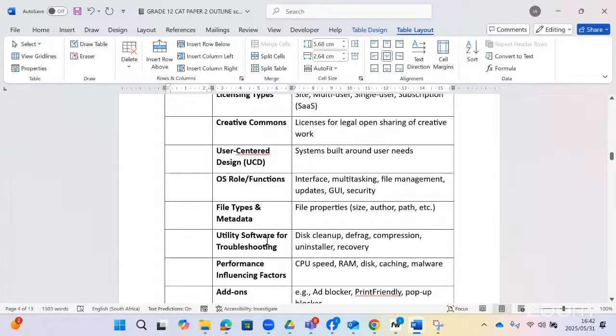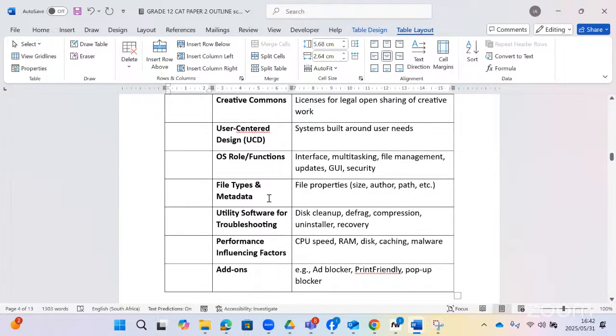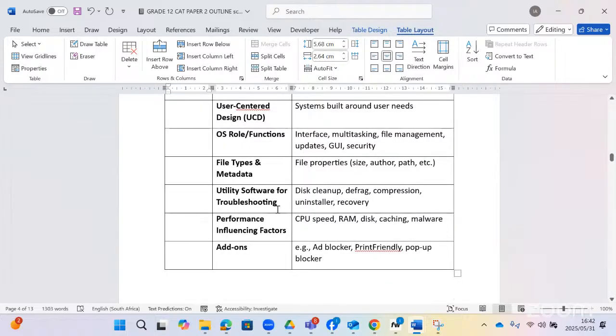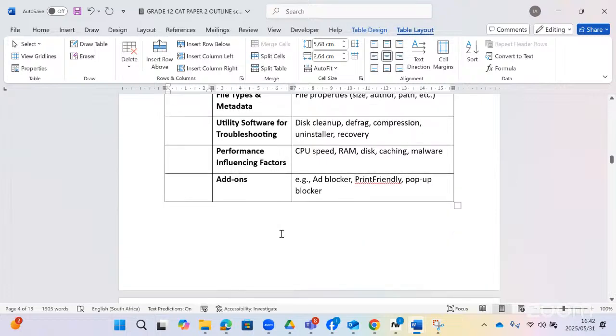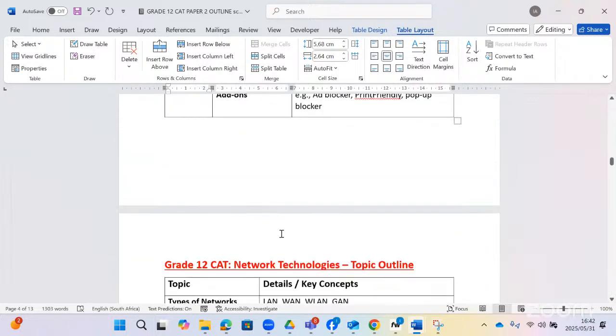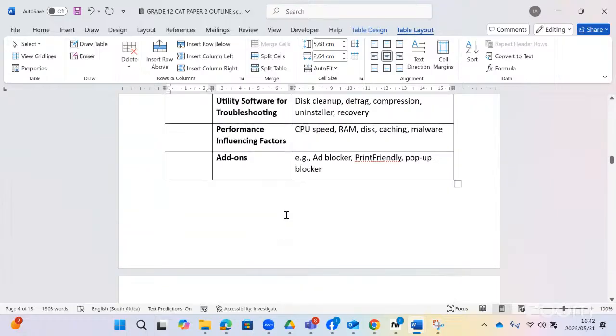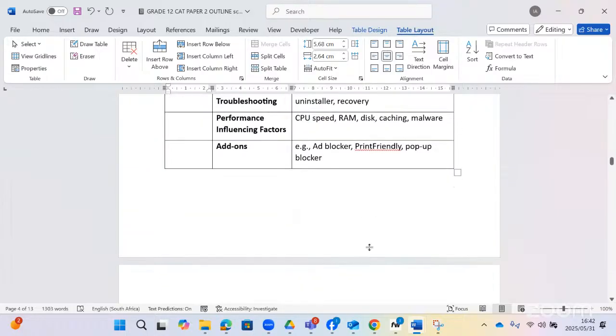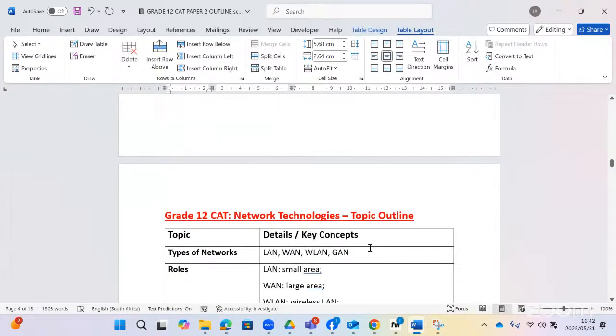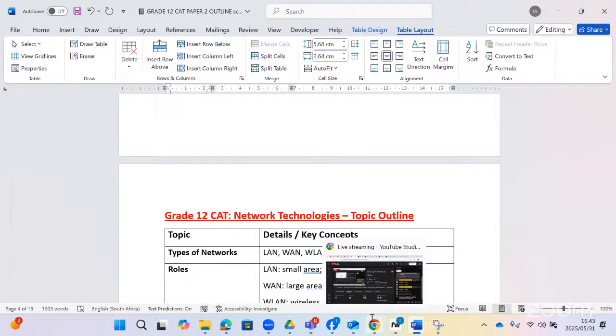The role and functions of operating systems, types of metadata, which is the file properties, and then the utility software for troubleshooting. Then again, factors that affect the overall performance of the computer, and add-ons. You must know add-ons as well. So basically, as grade 12 learners, this is what is expected from you regarding system technologies. Right. I will check if you have any question you may ask, and then after that, I will move to the network technologies. Right.